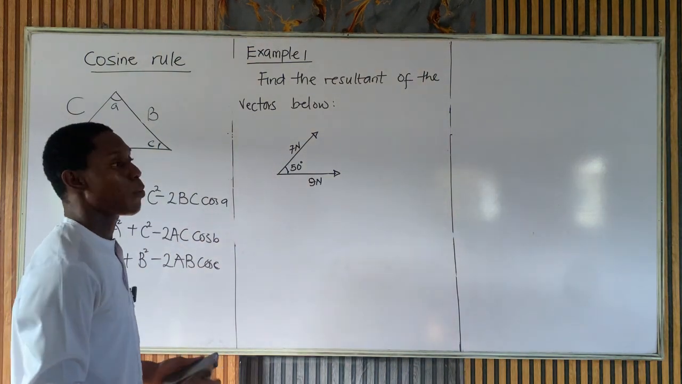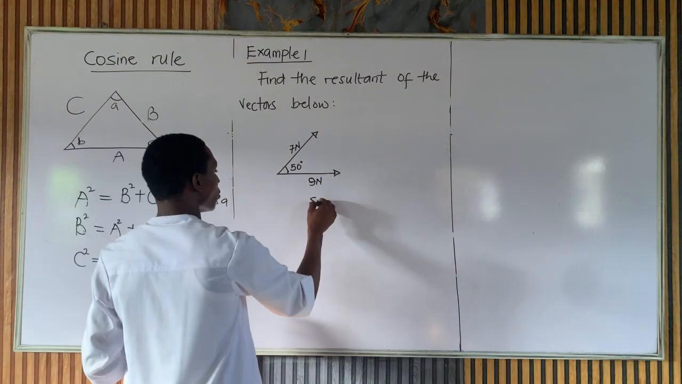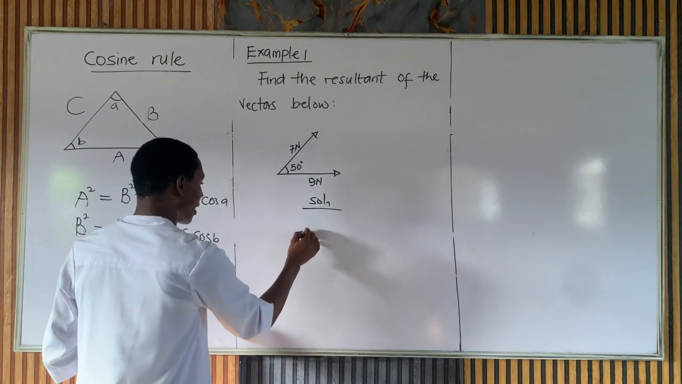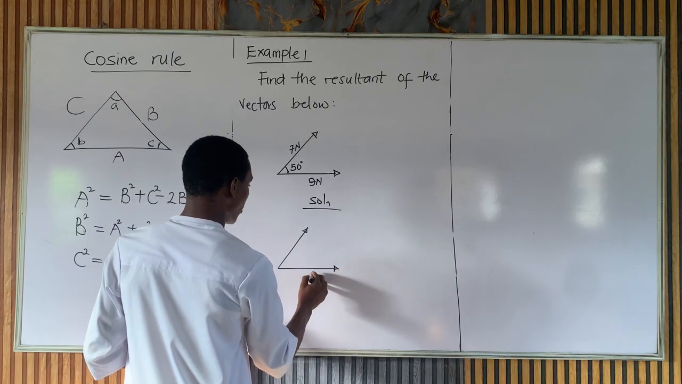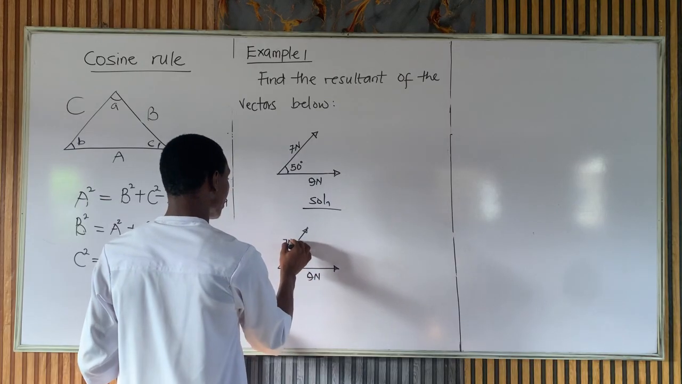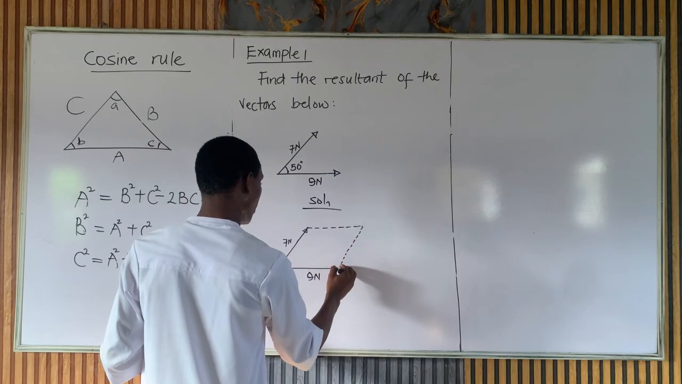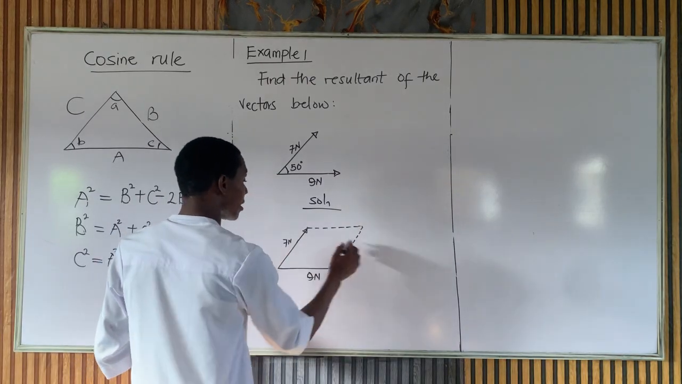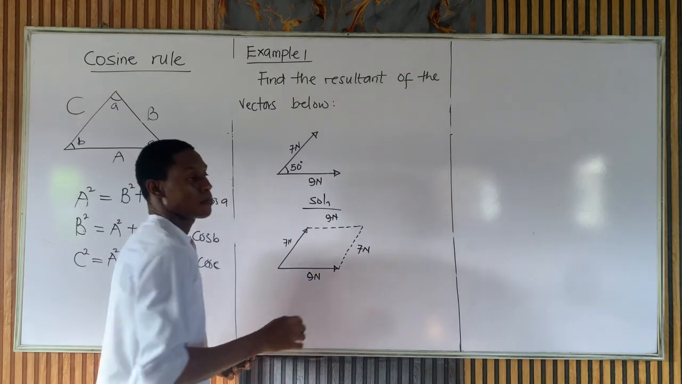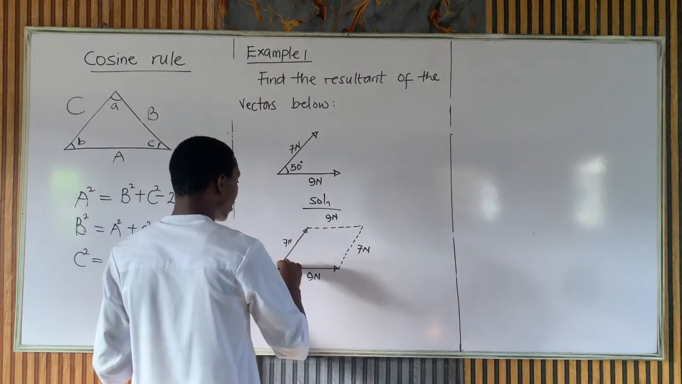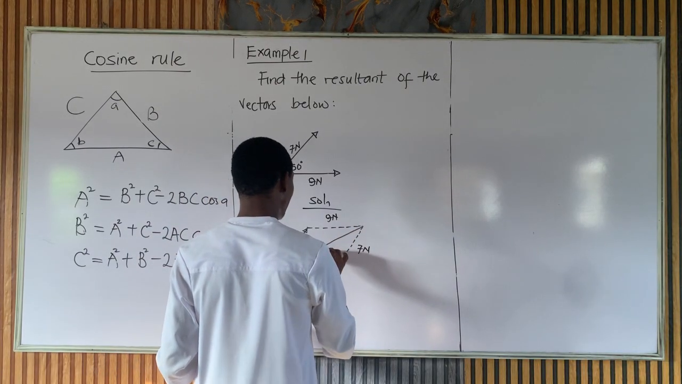Now, pay attention. Example 1. Find the resultant of the two vectors below. The first thing I will do here, in the solution, is to make this a parallelogram. The vectors are 9 Newton and 7 Newton. Okay, this is 7 Newton as well, and this is 9 Newton. And so the diagonal drawn from the point of intersection is what represents the resultant.